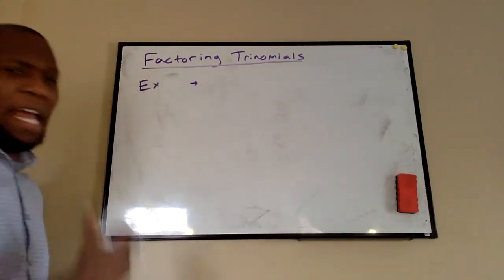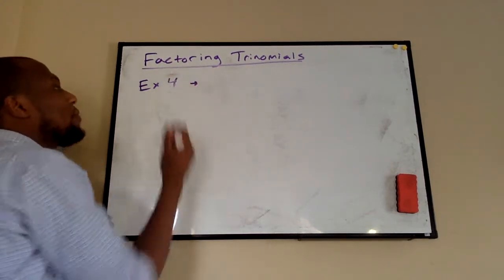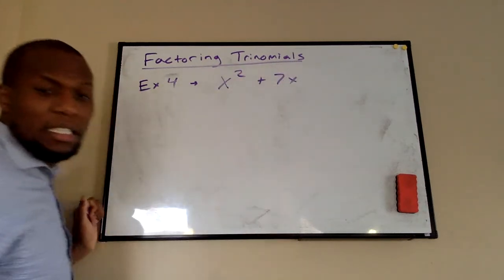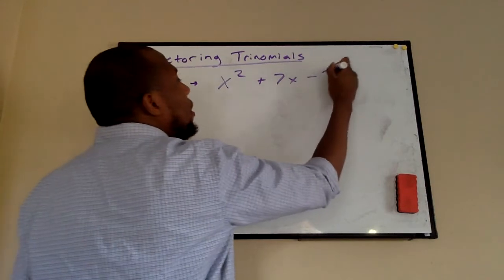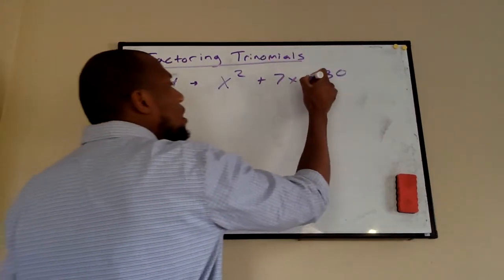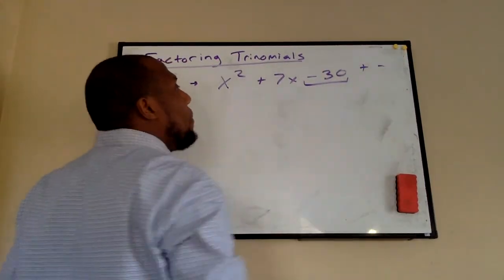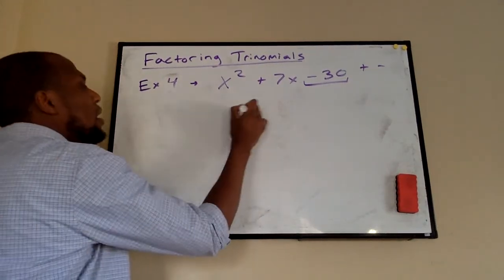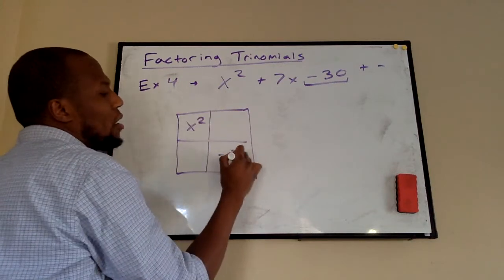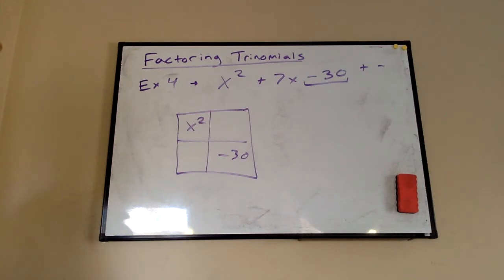And if you got some knowledge of this, you could probably predict the structure of the next one. x squared plus 7x minus 30. Once again, that constant is negative, so we're going to have a plus and a minus. Get organized. Now I need factors that multiply to negative 30 and add up to be 7.